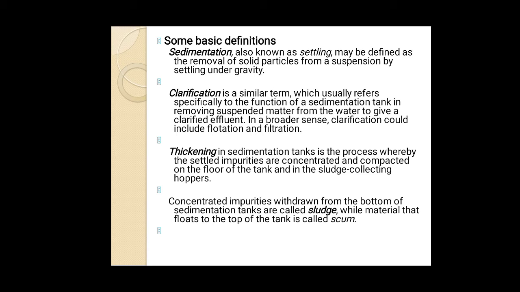Then the next term is thickening. It is in the sedimentation tank. It is a process where settled impurities are concentrated and compressed, or compacted, on the floor of the tank, and the sludge is collected by the hopper. It's called thickening. Then the concentrated impurities removed from the bottom of the sedimentation tank are called sludge, while the material that floats on the top of the tank is called scum.